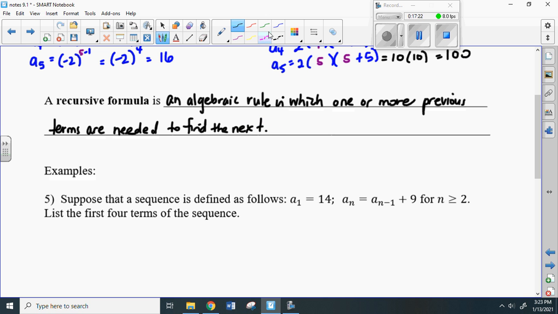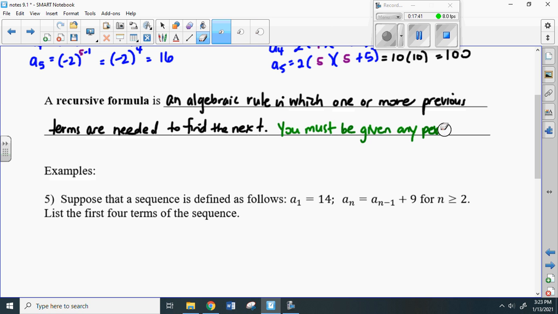All right, the other thing you need to know for this is that you must be given any previous terms needed to start the sequence.